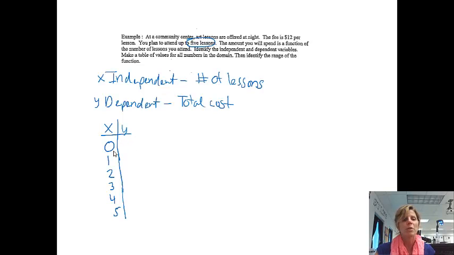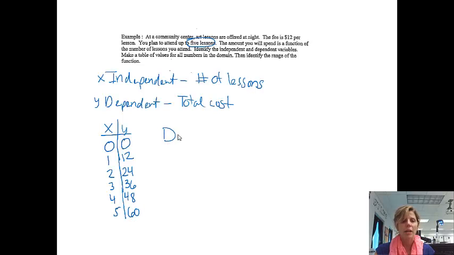All right, the Y is going to be my total cost. So if I don't go to any lessons, I don't have to pay any money. If I attend 1 lesson, I'm going to have to pay $12. If I go to 2 lessons, I'll have to pay $24. If I attend 3 lessons, I'll have to pay $36. If I attend 4 lessons, $48. And if I attend all 5 lessons, I'll have to pay $60.